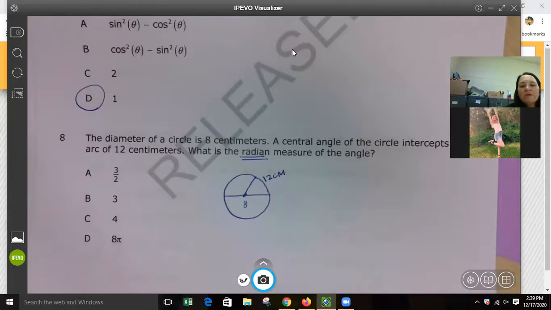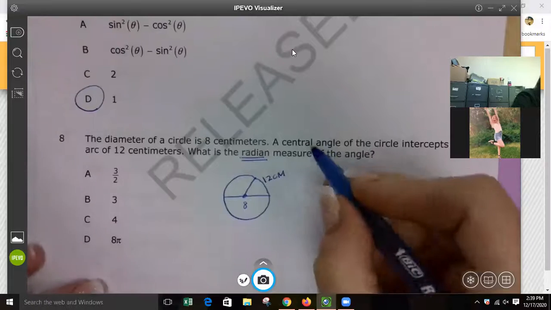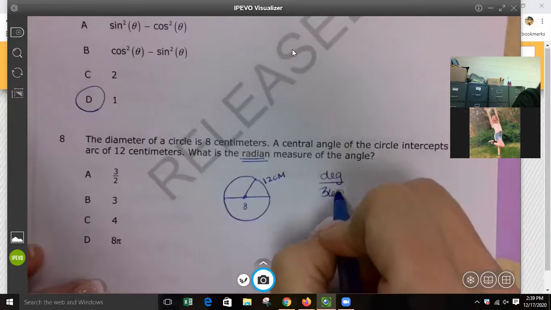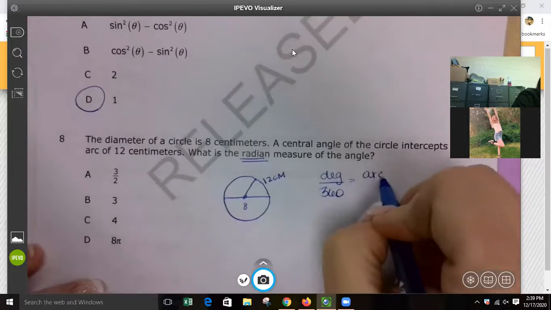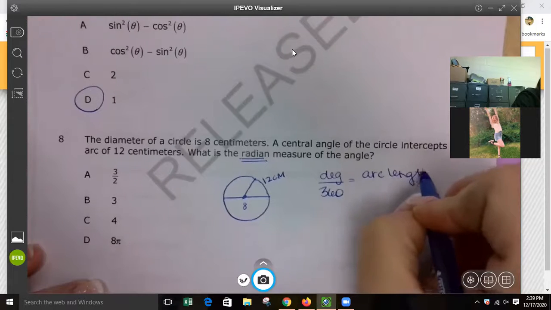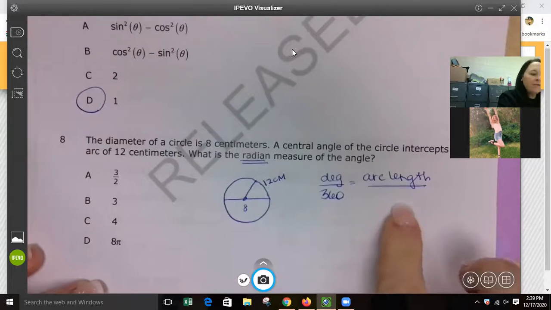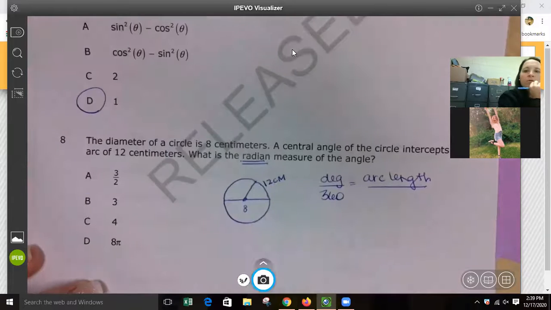Okay, remember 12 centimeters is a length. It's not a measure. Measure would be degrees. So this is arc length. So remember to find that, we do degree over 360 equals arc length over, and what goes down here if it's part of the outside? What formula goes down there for arc length?